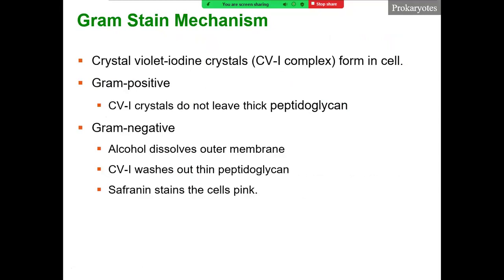But in the gram-negative cell, the crystal violet iodine complex does wash out of the thinner peptidoglycan layer. The alcohol also dissolves the outer membrane because alcohol dissolves the lipids of the outer membrane. And then the cell stains pink when we stain it with safranin. Any question about the Gram stain mechanism?